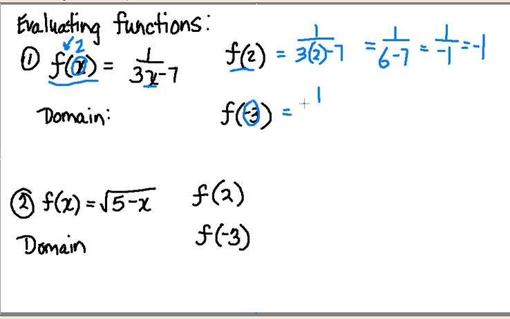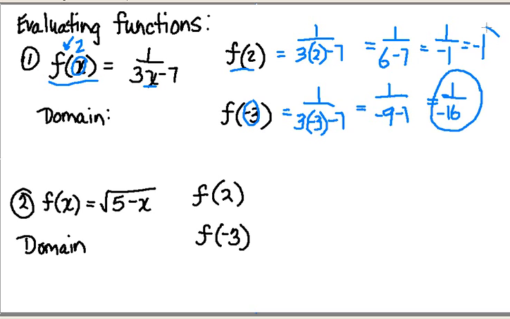So in this case I would get 1 over 3 times negative 3 minus 7. This gives me 1 over, well, a 3 times a negative 3 is negative 9, minus 7. So I get 1 over negative 16. So that's actually my answer in this case, negative 1/16. Okay? So that's how we evaluate a function. Now let's talk a little bit about domain.